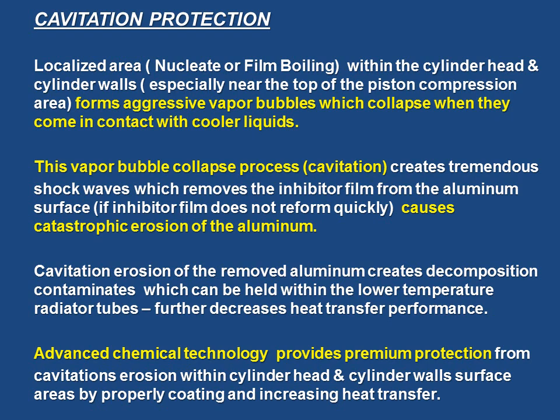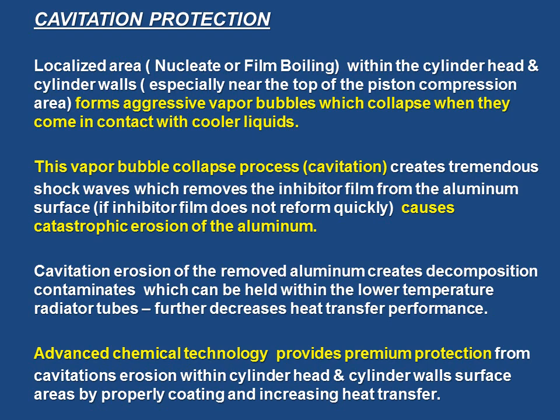This forms aggressive vapor bubbles, and when they collapse, when they come in contact with cooler liquids, the chemistry helps this. But the problem here is if the vapor bubble doesn't have a process to collapse, it's called a cavitation. It's just going to sit there and sit there and finally go bang. And it's going to create a tremendous shock wave. And when it goes boom, it's going to remove the inhibitor film from the aluminum surface. And if you don't have a film to form quickly, which is like the chemistry that we have in the water cooler, it will cause an erosion of the aluminum.